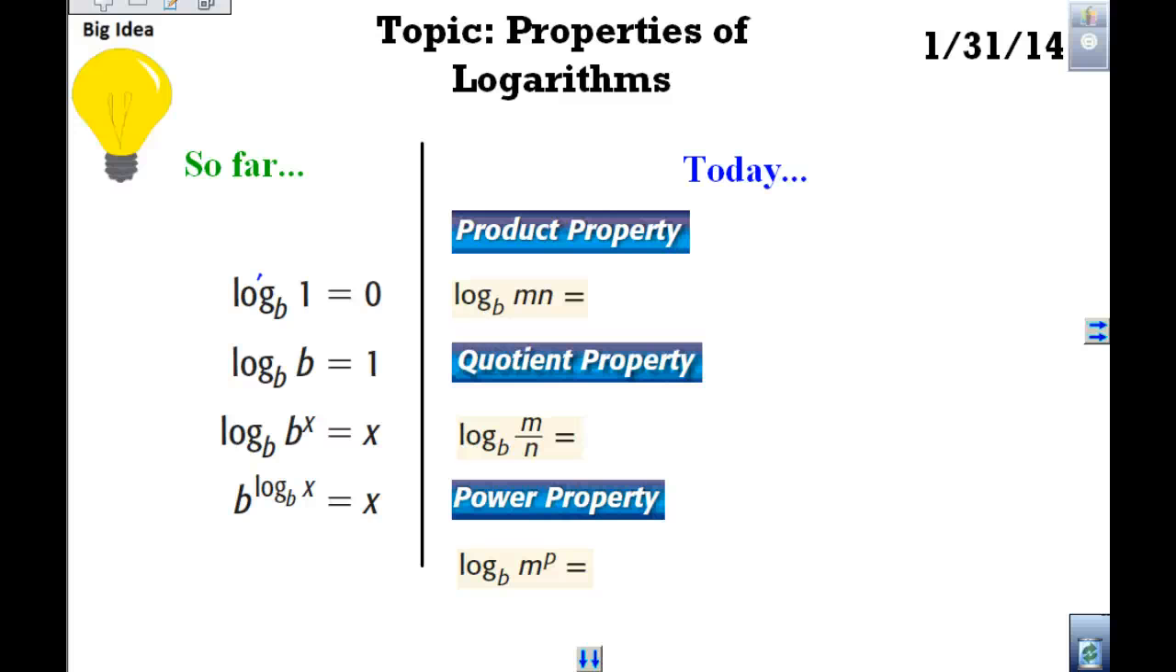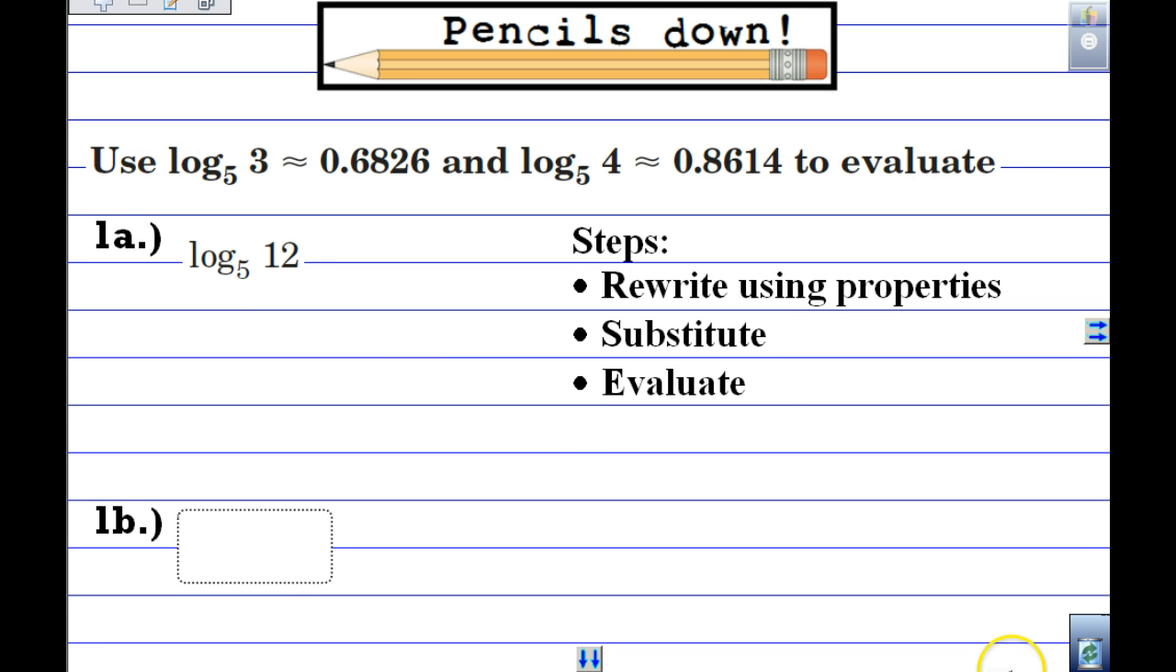We're going to go over 9.3, talk about some of these properties and how to use them. So let's first just preview what we're going to be doing. If you have a simple logarithm like this, simple meaning just numbers, no variables, there are ways to break it up into smaller pieces, let's say with 3's and 4's.